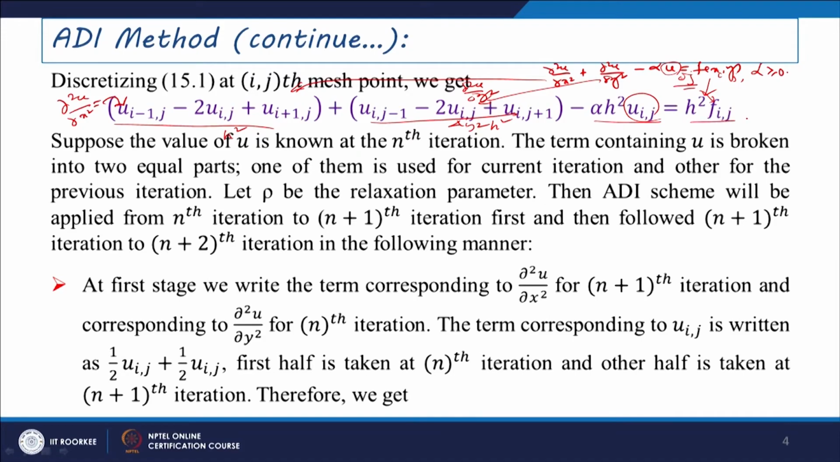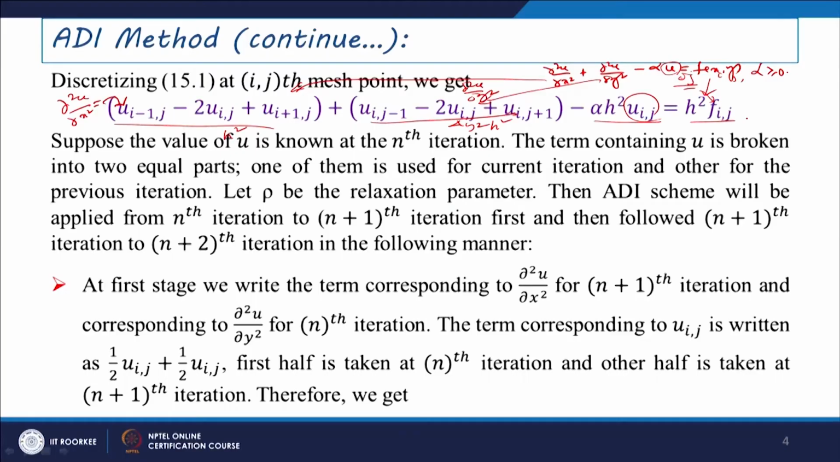Suppose the value of u is known at the nth iteration. The previous iteration values should be known to us, or as an initial guess we can provide all these values. If they are not known to us at the beginning, we can just consider those values as 0 and start the iteration, and in each iteration we consider the previous iterated value, which should be known to us. Hence, the term containing u here can be broken into two equal parts. One part can be used for the current iteration and the other for the previous iteration.